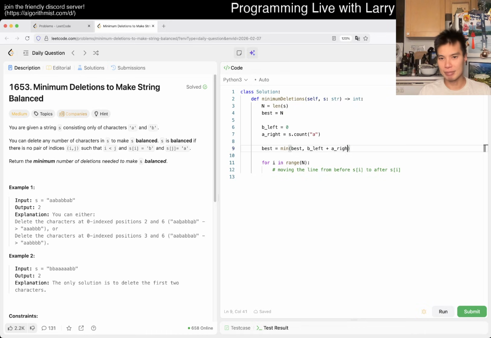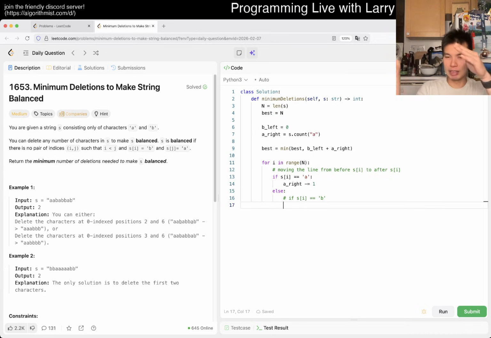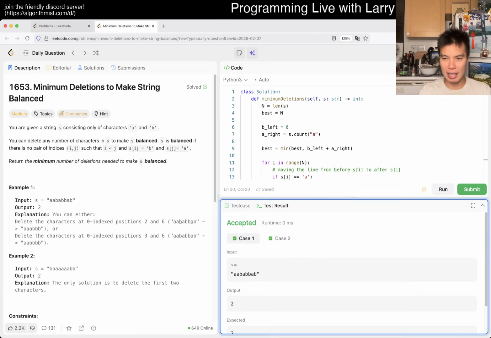But yeah, then what does this mean? That means that before s sub i, if s sub i is equal to A, then A right, we subtract 1. And else, if s sub i is equal to B, which of course, there are only 2 choices, so I'm just going to write else here. I just wanted to show you a little bit. Now you have B left, because it moved from the right to the left, plus 1, and then you check again. You want to remove all the B's that are on the left and all the A's that are on the right, and you minimize all the removals, and you should be good.